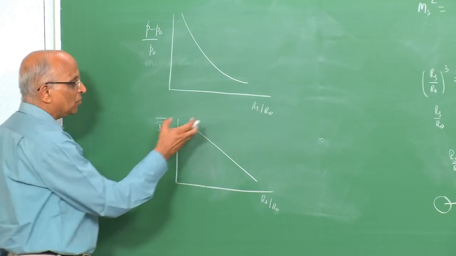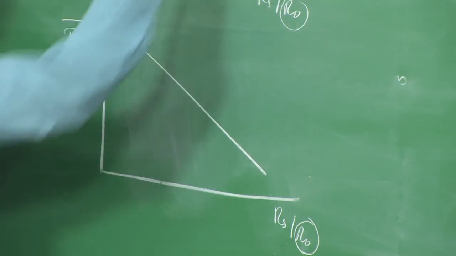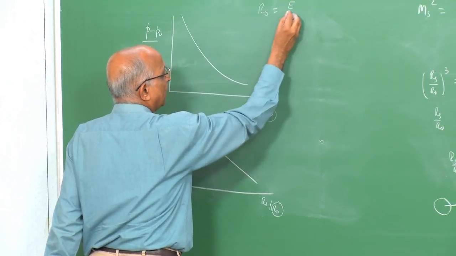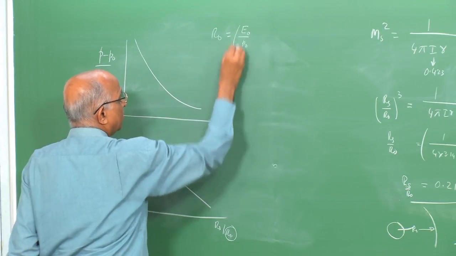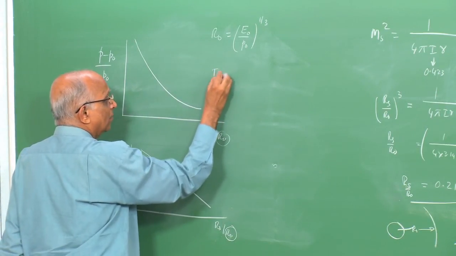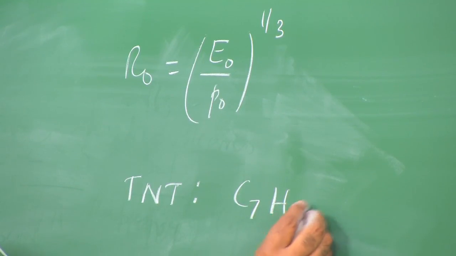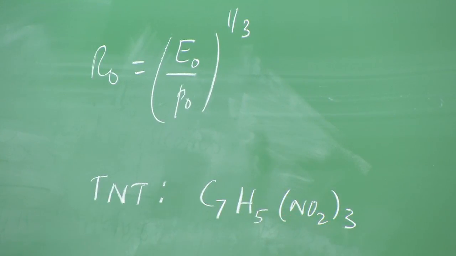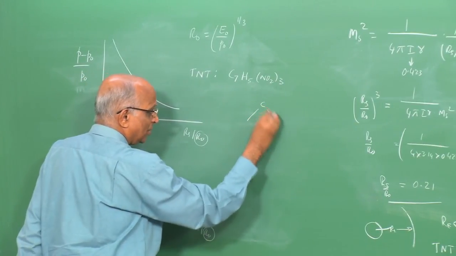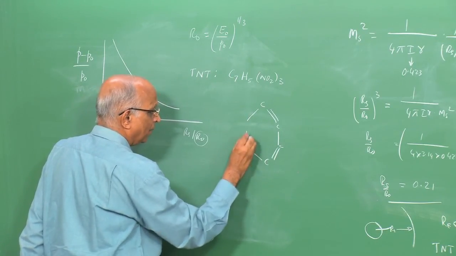Now, if we are talking in terms of equivalent TNT, R naught is for an ideal point source with zero time. Therefore, I can write R naught, defined as the energy released by the explosion divided by the ambient pressure P0, to the power 1 by 3. And what is the energy release? The chemical formula for TNT is C7H5(NO2)3. Let us go through the structure again so that we do not commit a mistake on the chemical formula, because it is required to calculate the energy.